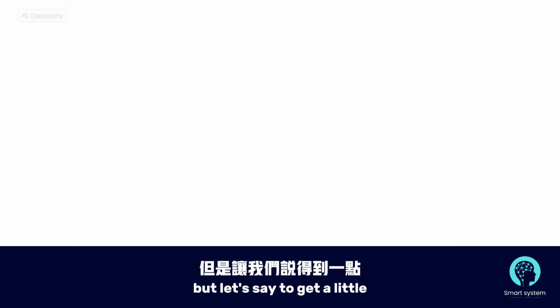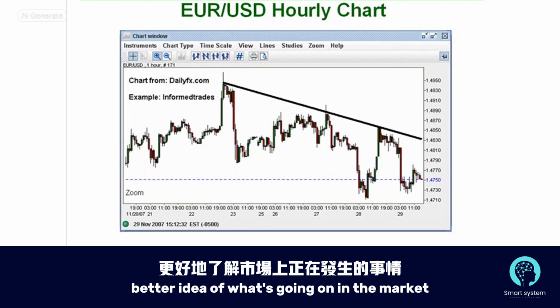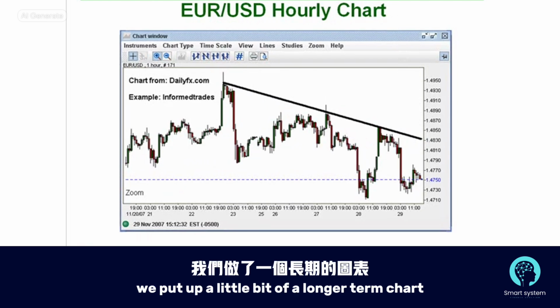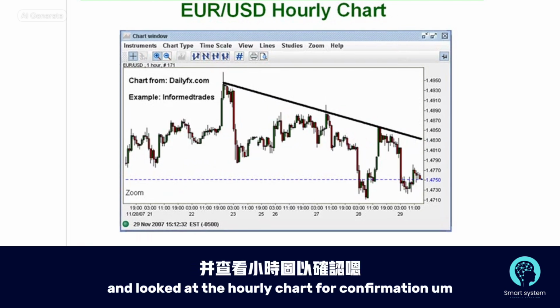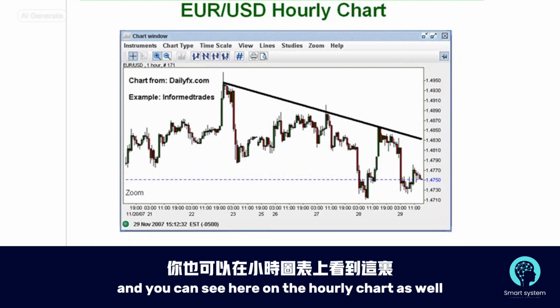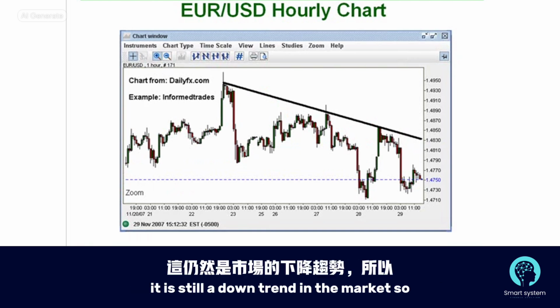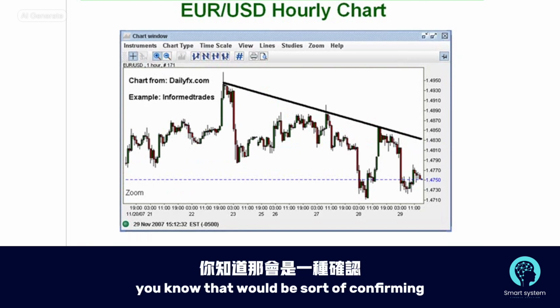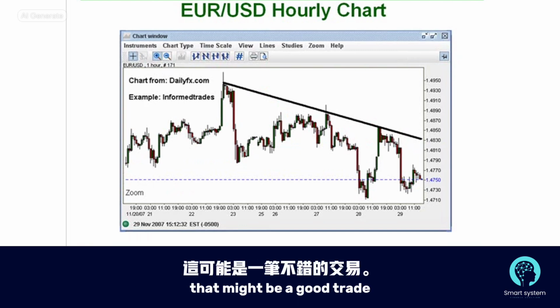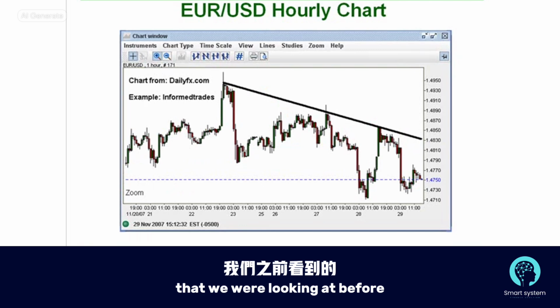But let's say to get a little better idea of what's going on in the market, we put up a little bit of a longer term chart and looked at the hourly chart for confirmation. And you can see here on the hourly chart as well, although we're off of that trend line a bit, it is still a downtrend in the market, so that would be sort of confirming that might be a good trade that we were looking at before.